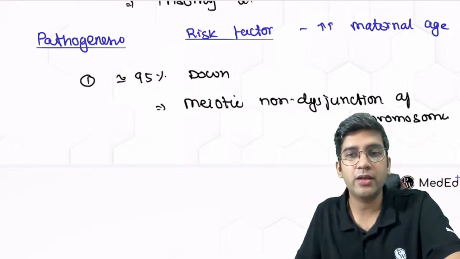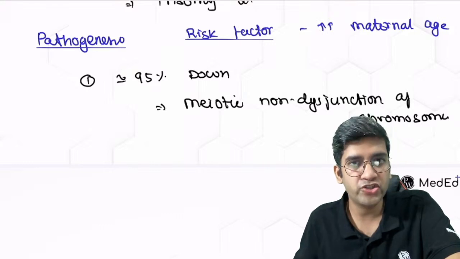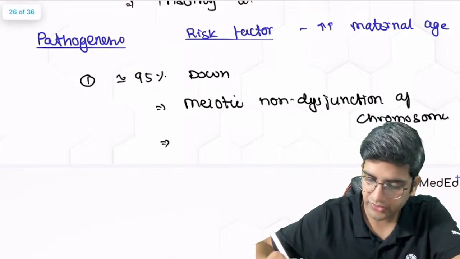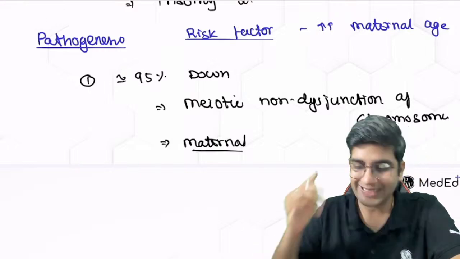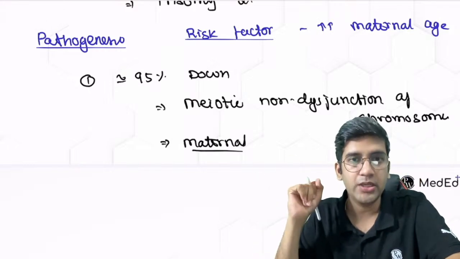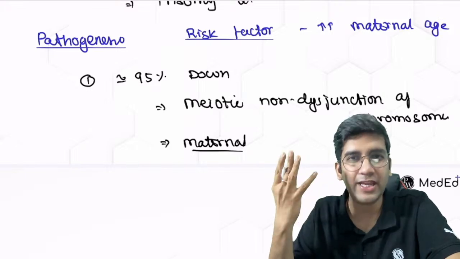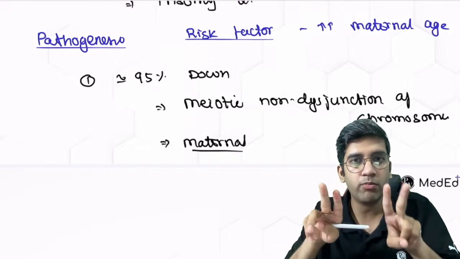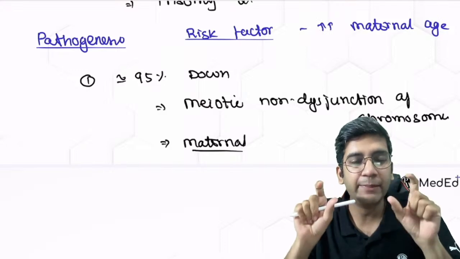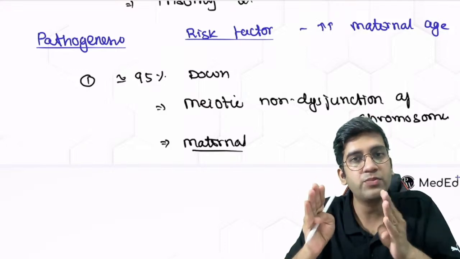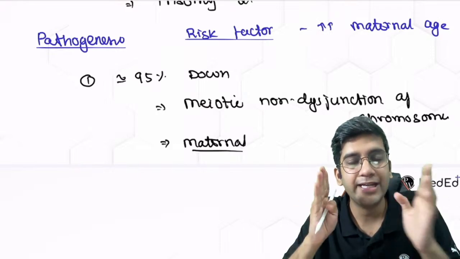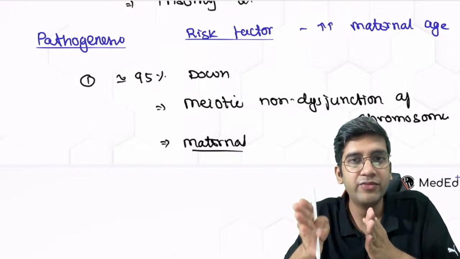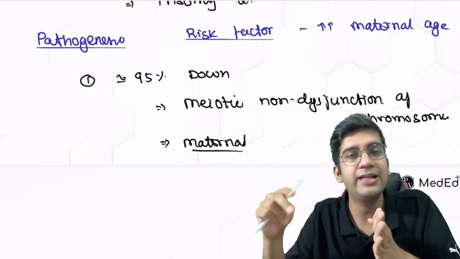The reason why meiotic non-disjunction, and most importantly, this happens in maternal chromosomes. It's actually maternal meiotic non-disjunction. The reason why it's maternal is the age. The difference between a male and a female's gamete is that the ovary forms its primary oogenesis as a fetus. It will be stopped till the woman attains menarche, then it restarts again.